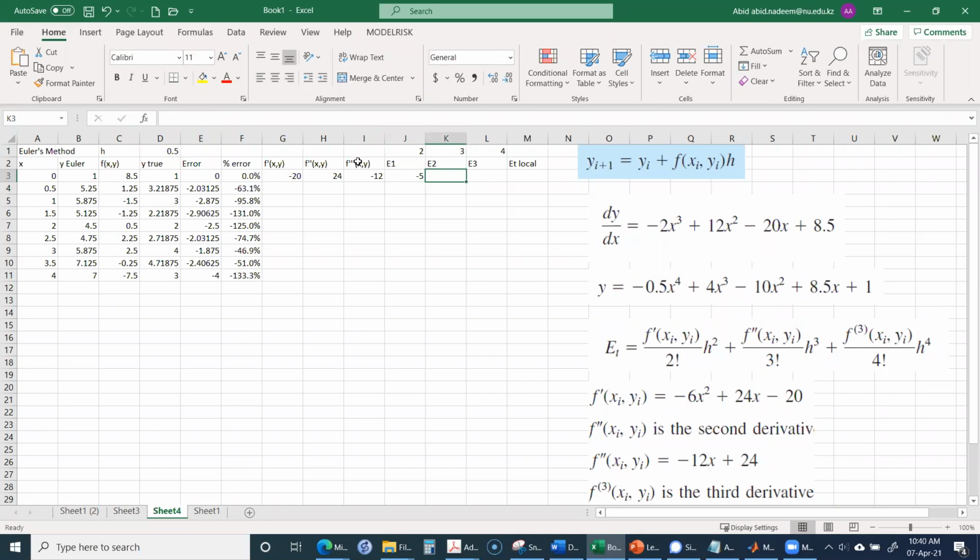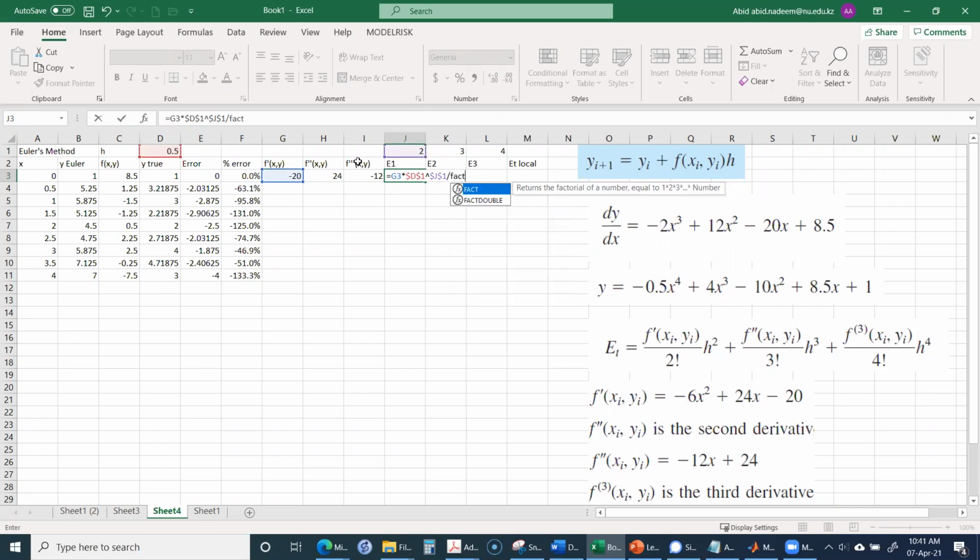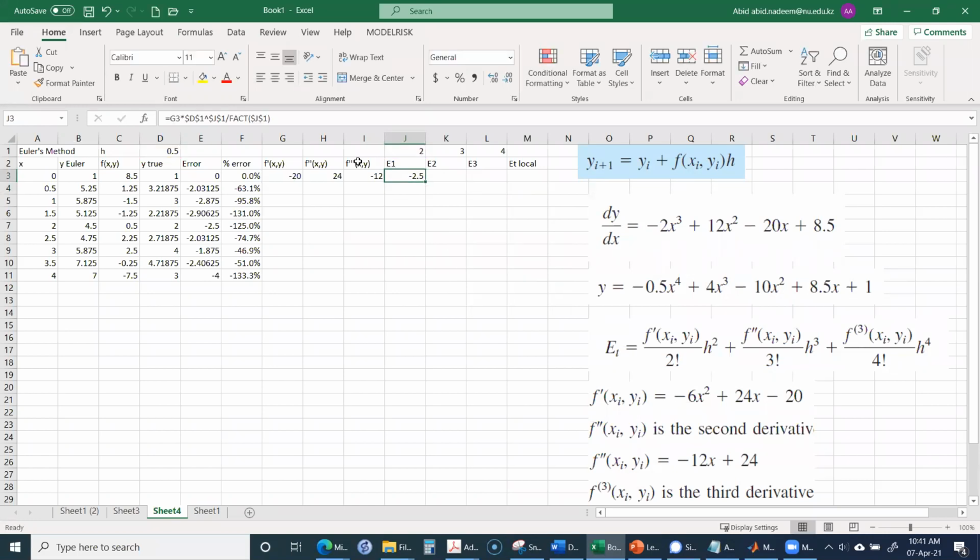So it will be minus 5, and then error 2 will be equal to, no, but here I think no. Okay, so error 1 will be equal to this f value multiplied by h. The h value is this, squared. So square we will take from here. And then that will be divided by the factorial of 2. I will use the fact function, factorial of 2. So factorial of 2 is here. Okay, so it will be minus 2.5.